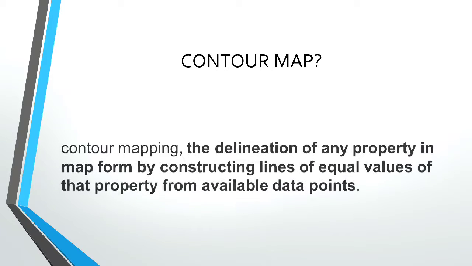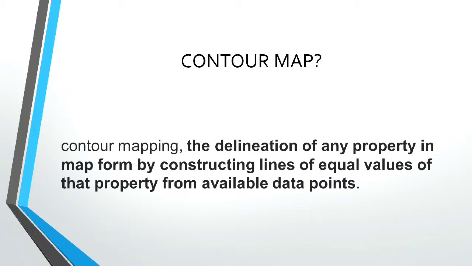Contour mapping is the delineation of any property on a map formed by constructing lines of equal values of that property from available data points. A map showing contour lines is known as a contour map. A contour map gives an idea of the altitude of the surface, features, as well as their relative positions in plan and section.